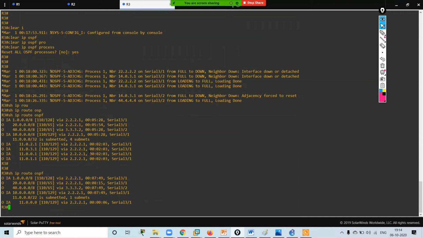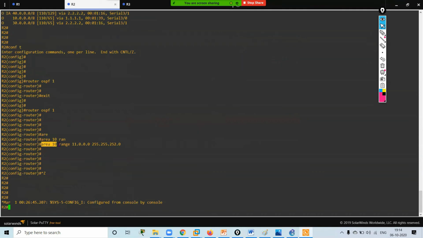Understood? The command that I gave over here is area 10 range. From which area are the routes coming? It is coming from area 10. And the summarized address is 11.0.0.0 255.255.252.0. Understood?